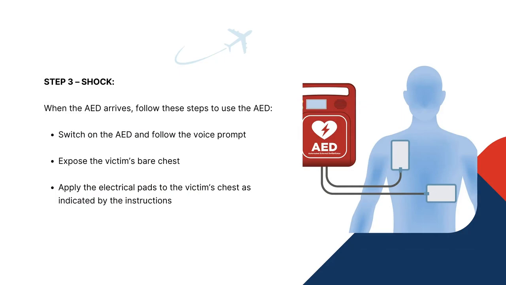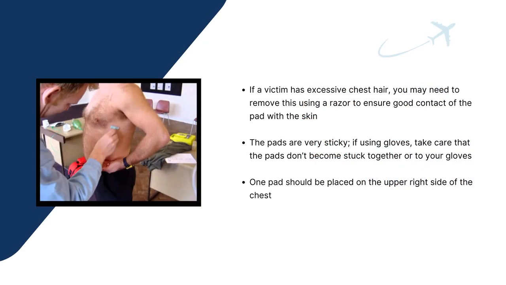Switch on the AED and follow the voice prompt. Expose the victim's bare chest. Apply the electrical pads to the victim's chest as indicated by the instructions. If a victim has excessive chest hair, you may need to remove this using a razor to ensure good contact of the pad with the skin.